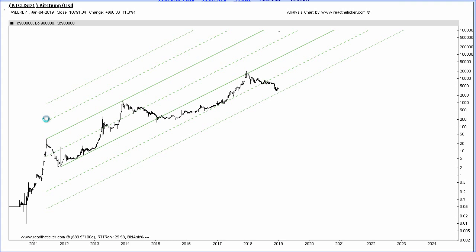So here we have the Bitcoin chart, Bitstamp USD. It's a weekly chart. This is a log chart, so it shows the price action evenly spread over percentage movement. So here we have our green channel and we have our points for the channel there, and here. Those are the 3 points we need to draw a channel.